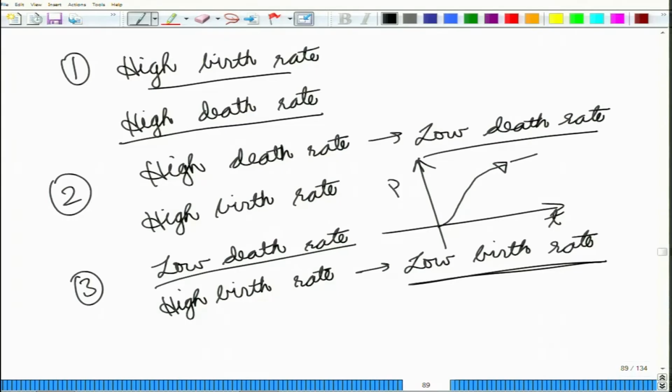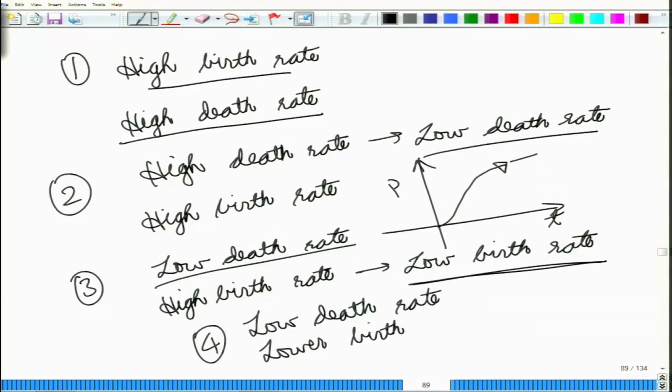Now, the fourth stage in the transition could be a stage in which you continue to have a low death rate, but you have an even lower birth rate. So, we had talked about the replacement level fertility. Replacement level fertility is a situation in which you have two people in the parental generation and they are able to replace themselves in the next generation. So, for instance, you have a mother and a father, so two people in one generation, and then in the next generation you also have two kids. So, that is the replacement level fertility.